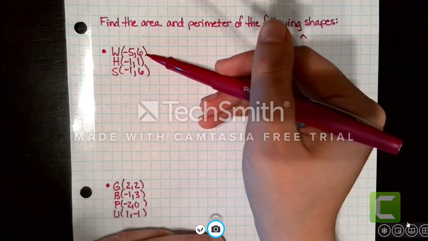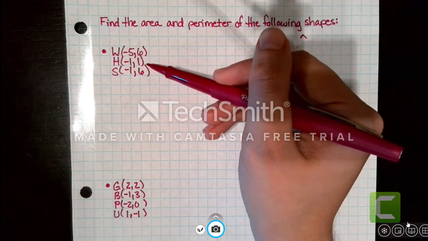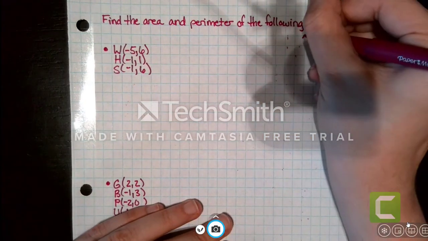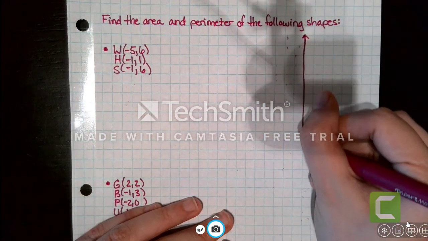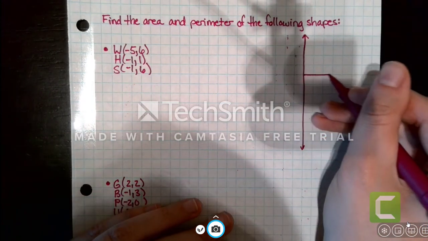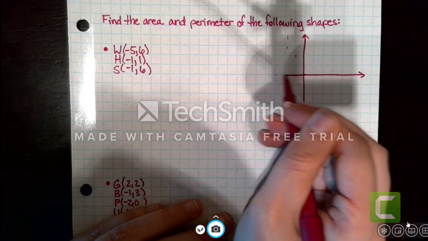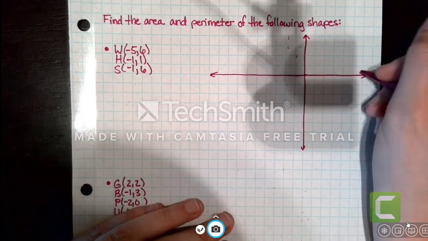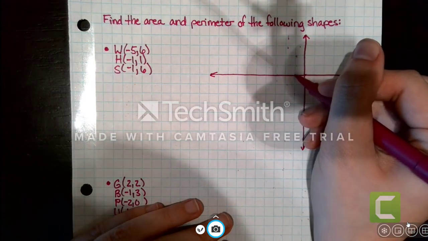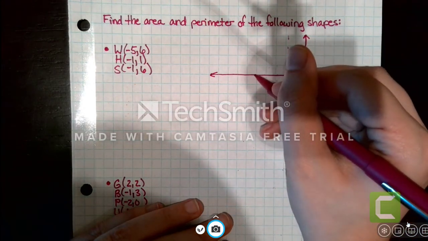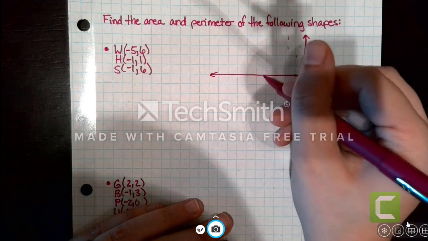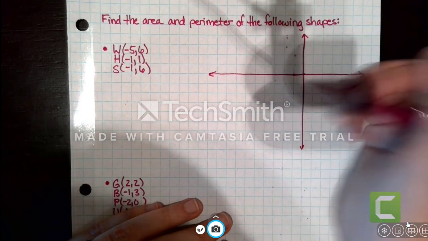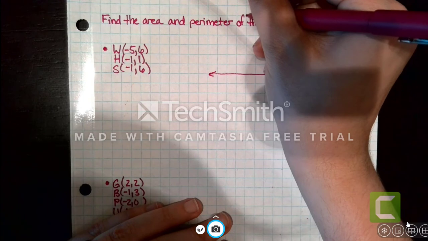Your W is -5, 6. Your H is -1, 1. Your S is -1, 6. Draw out your coordinates on your own graph and give yourself a little bit of room into the negatives as well. So W is at -5, 1, 2, 3, 4, 5, and up 6, 1, 2, 3, 4, 5, 6. Mine's going a little bit high, but that's okay.